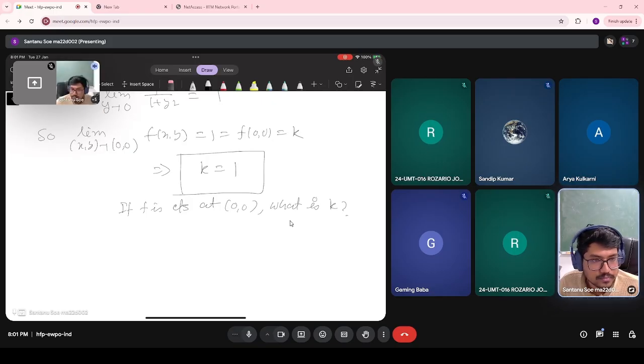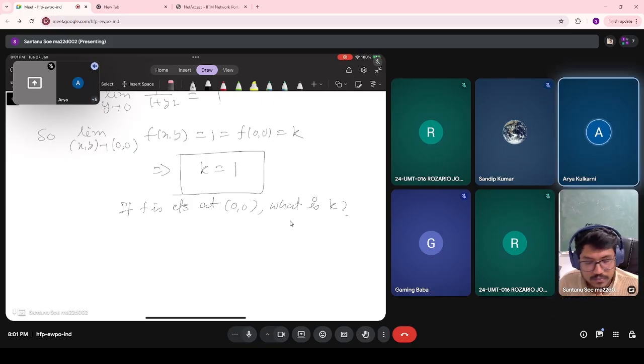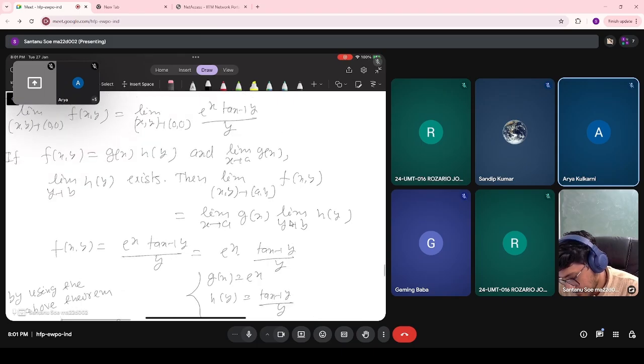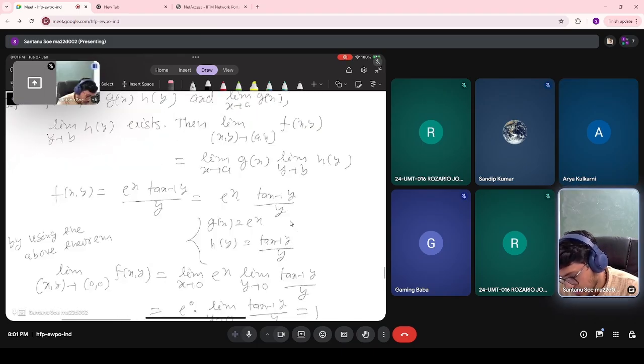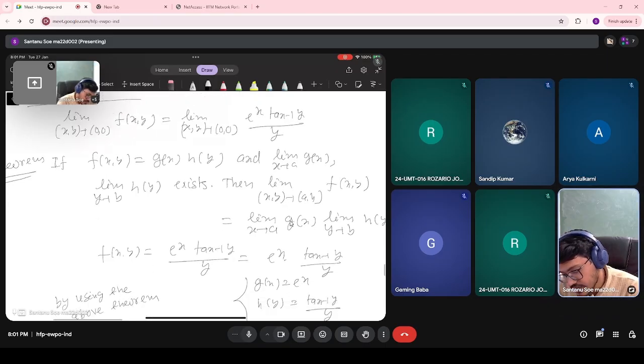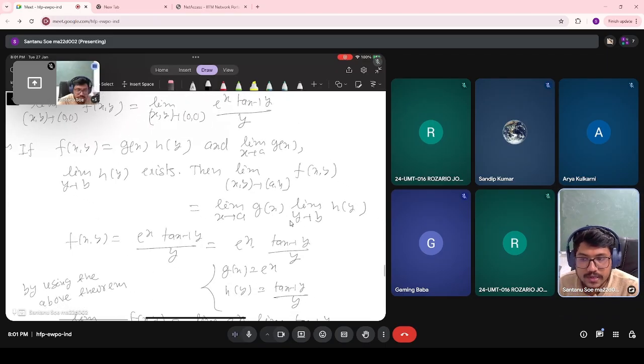Yeah, tell me. Sir, how can we understand that the first part is tending to zero? I wrote the theorem for that, no? This theorem: if the function is separable, then you can separate the limit with respect to x and y when both the limits exist separately. That's the theorem.